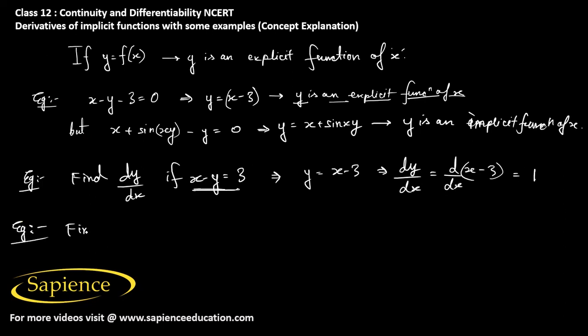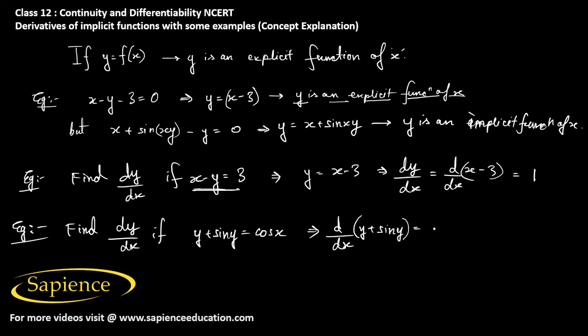But if we are asked to find dy by dx if y plus sine y equals cos x, then how to find it? Here we have to take the derivative of the left hand side with respect to x and the right hand side with respect to x. So d by dx of y plus sine y equals cos x. We can write it as dy by dx plus d by dx of sine y, which is cos y into dy by dx, equal to d by dx of cos x, which is minus sine x.